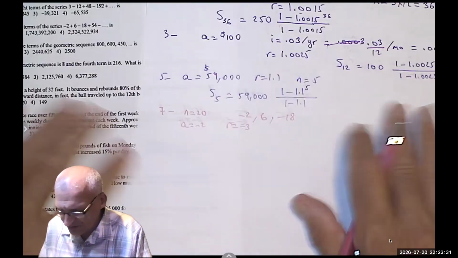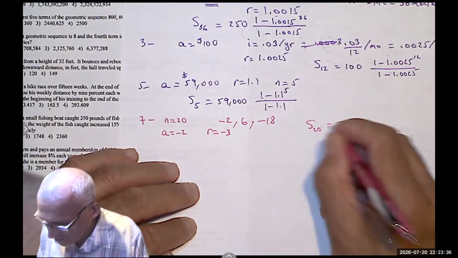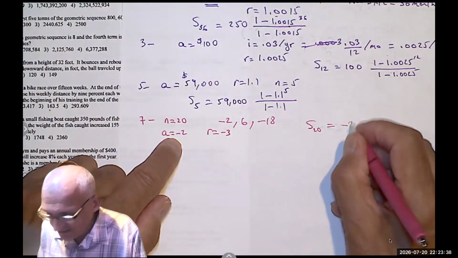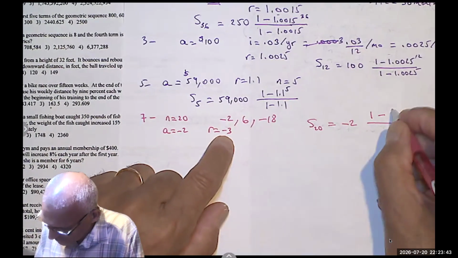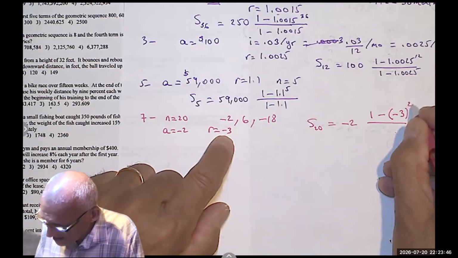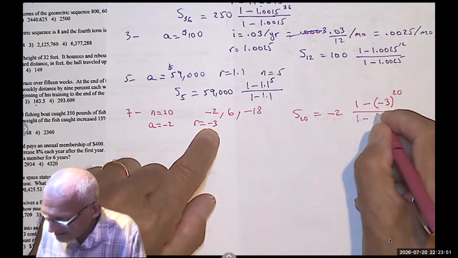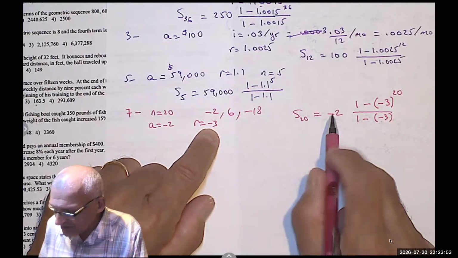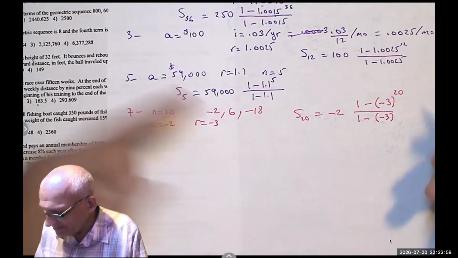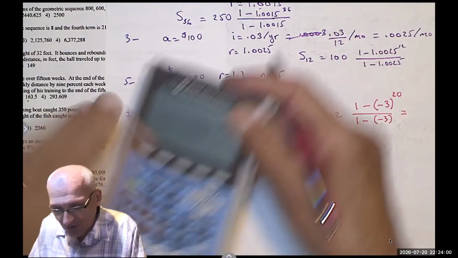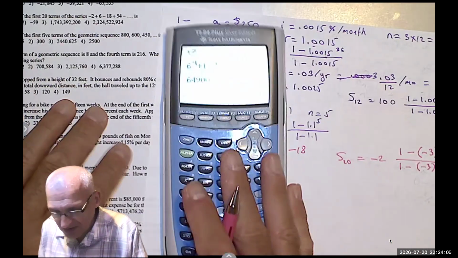Wow. So how do we do that? Same thing. S20 equals A, which is -2, times 1 minus R, where R is -3, so -3 to the 20th power, which is a huge value, divided by 1 minus -3. So really, this is -1/2 because it's -2 over 4. It doesn't matter. We can use the calculator because they want us to find which one of these is correct. Of course, it won't be the first two. It's impossible. So one of these two.